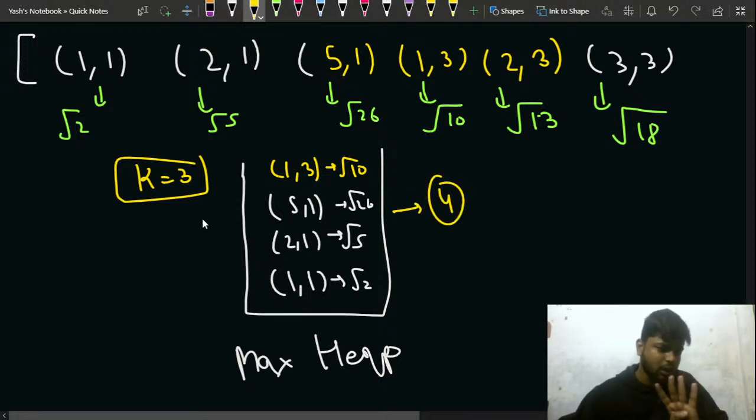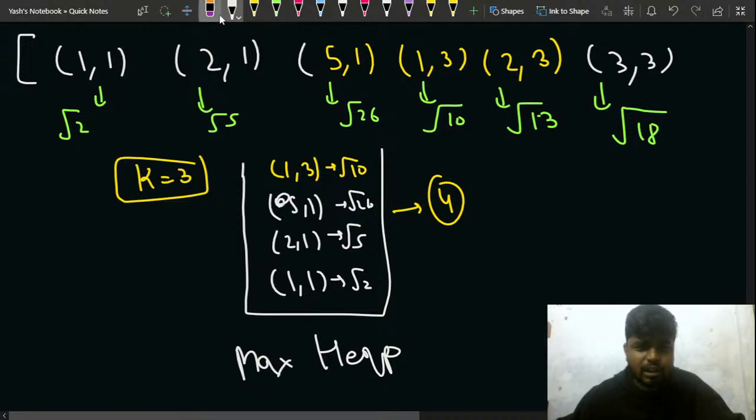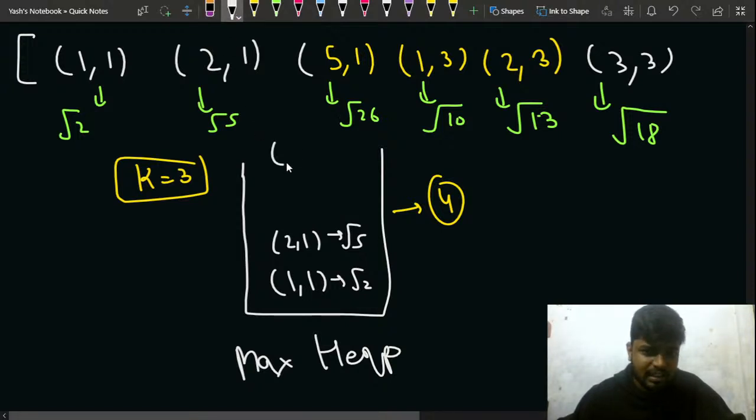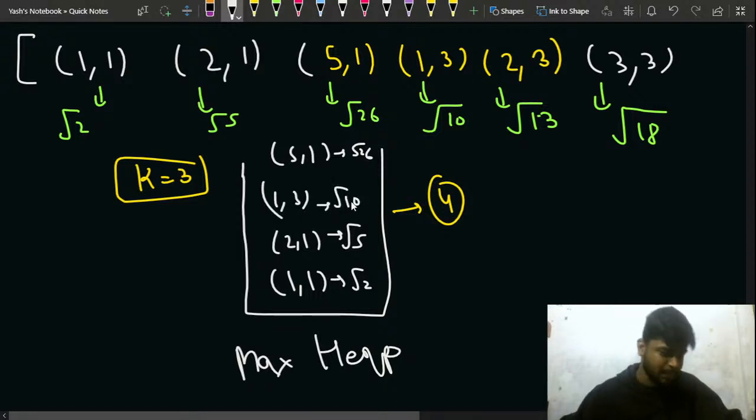But I am saying that let's not have more than k elements, that is, let's not have more than 3 elements. Since this is a max heap, which element will be at the top? 1,3 will not be at the top. The element at the top will be under root of 26. So for this element, that is 5,1, under root of 26, this will be at the top, and 1,3 is here, so this gets heapified in itself.